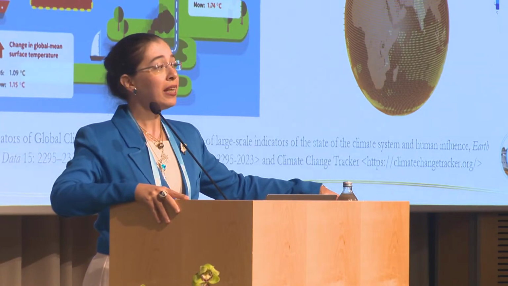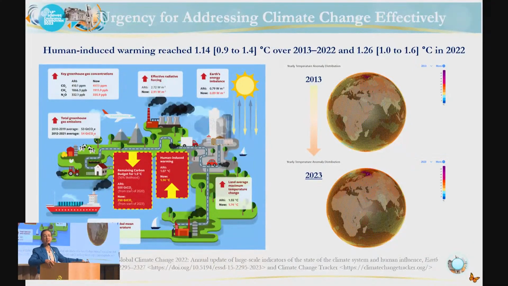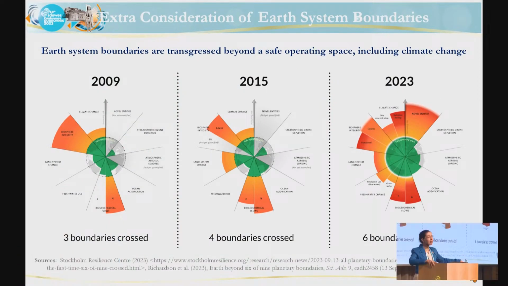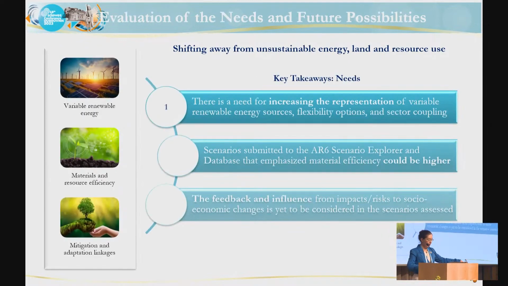And since the launch of the 6th assessment report, AR6, climate change is continuing to intensify and reached 1.26 degrees Celsius in 2022. And we are increasingly transgressing the Earth system boundaries, including climate change, biogeochemical flows, and freshwater change. At the same time, we increasingly do have the options to change, and scenarios are our essential guides to provide insight in how we can shift from unsustainable energy, land, and resource use. I will have one main point on the need for increasing the representation of variable renewable energy sources, flexibility options, and sector couplings, and 2 additional points on resource efficiency and mitigation adaptation linkages.